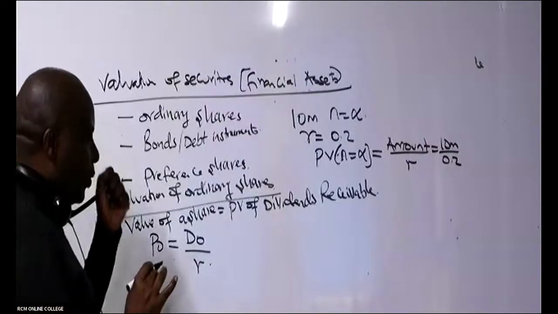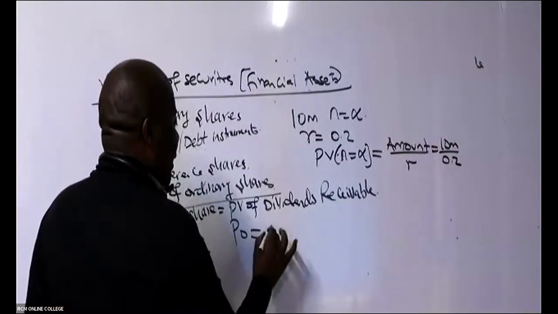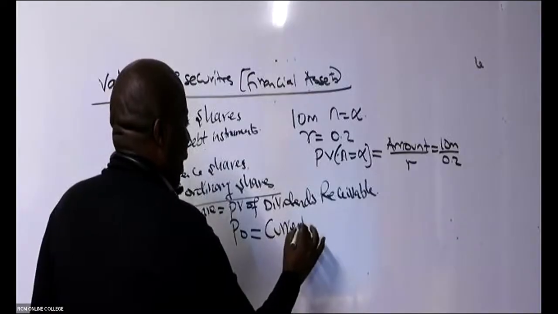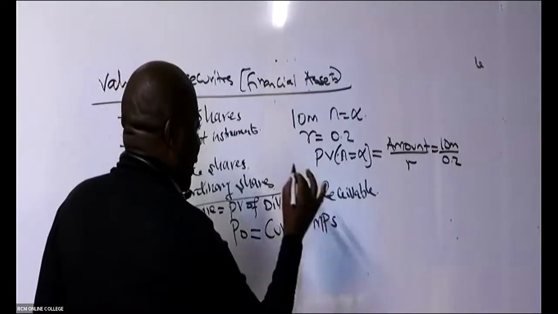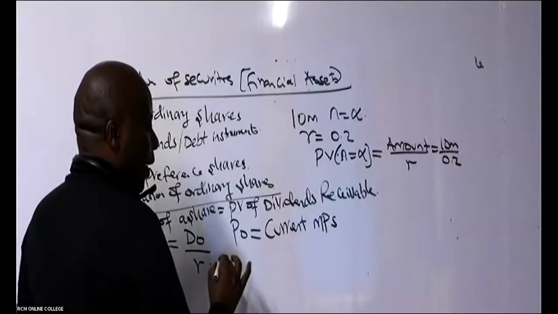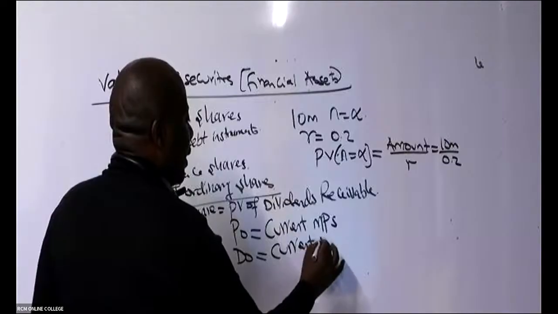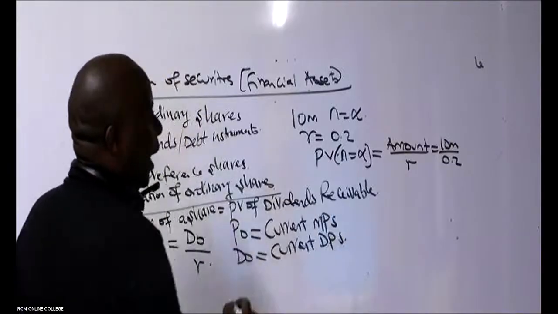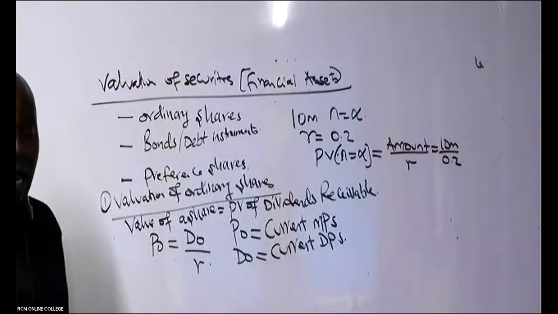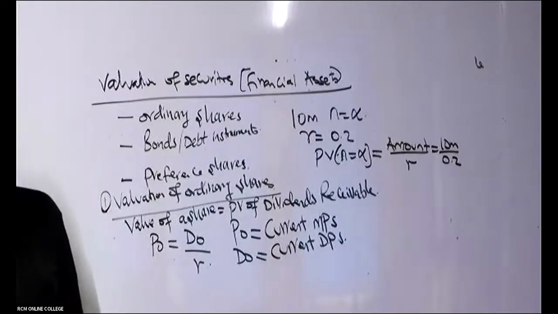So in this case we have P0, where 0 means current. P0 is the current market price per share. D0 stands for current dividends per share.